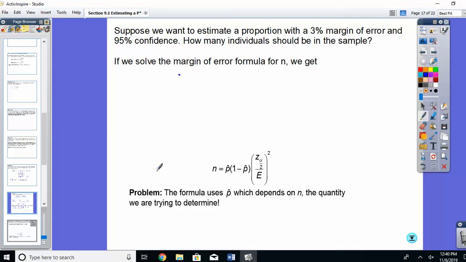In your confidence interval, I told you that the margin of error was that thing you are adding or subtracting. So we had the p hat plus or minus, and then this represented our margin of error: z alpha over 2 times the square root of p hat times 1 minus p hat over n. I am trying to find my n here. So if I were trying to get n by itself, what would I have to do with my z?